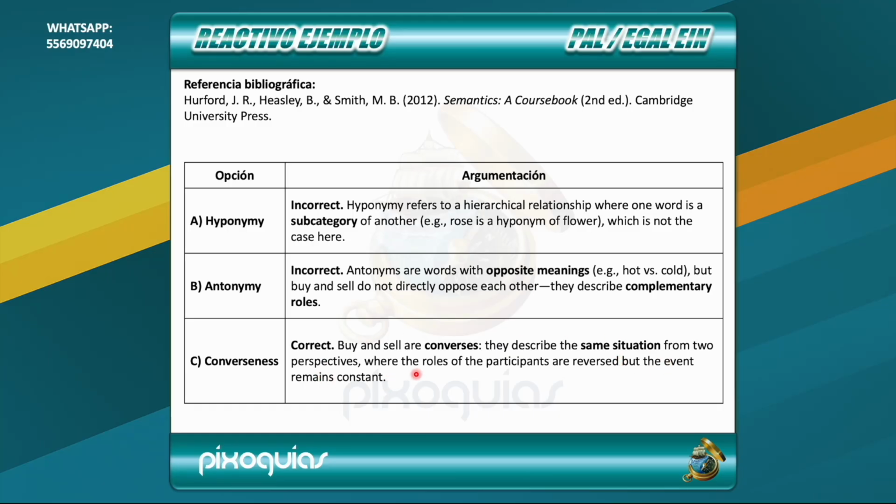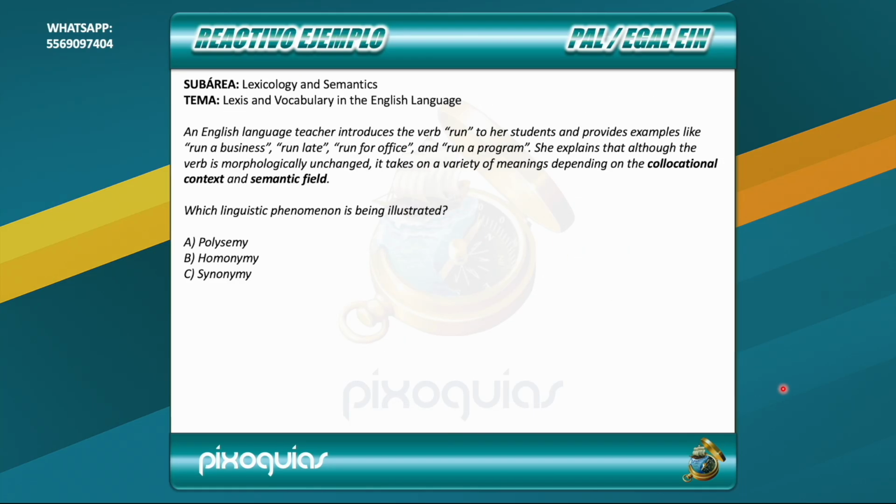Hyponymy is incorrect because hyponymy refers to the hierarchical relationship where one word is a subcategory of another. Rose is a hyponym of flower, which is not the case here. Antonymy is incorrect because antonyms are words with opposite meanings, like hot versus cold, but "buy" and "sell" do not directly oppose each other. They describe complementary roles.